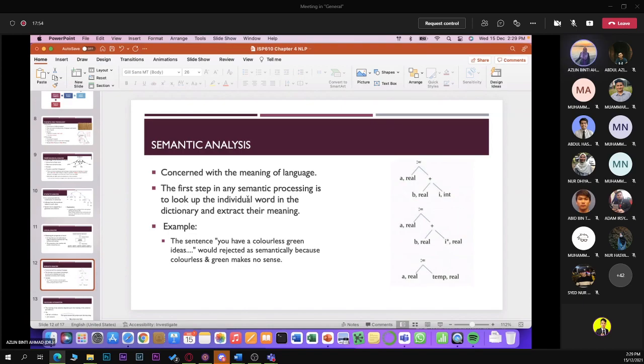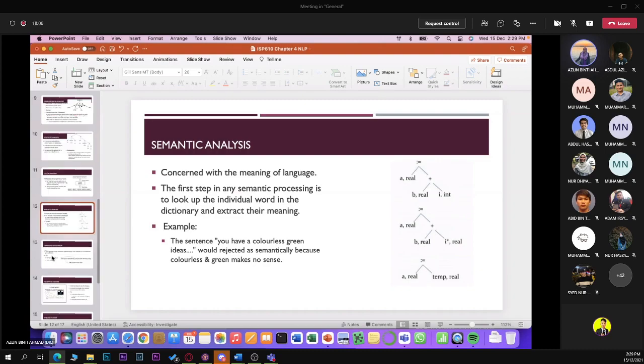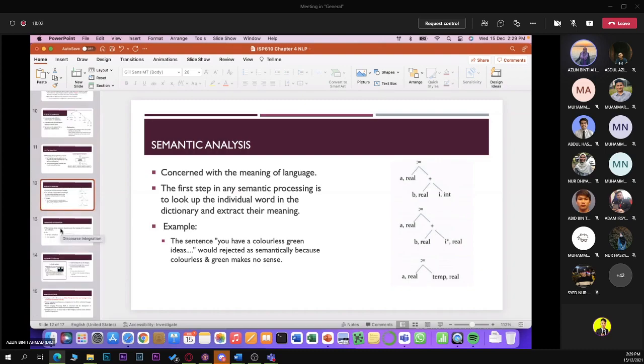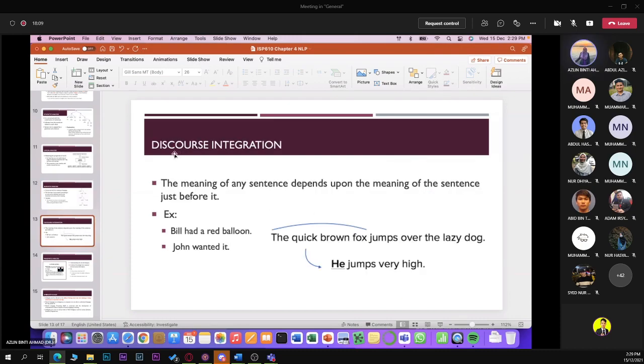Okay, so kena tengok lah benda tu. Bila you nak buat NLP tu, it's not that easy lah. Okay, you need to investigate, to really understand what is the process dalam setiap phrases. And then next one is discourse integration.